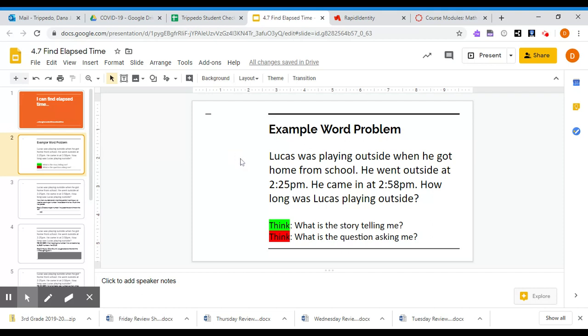So today, our word problem is with Lucas, and he was playing outside when he got home from school. He went outside at 2:25, and he came in at 2:58. How long was Lucas playing outside?